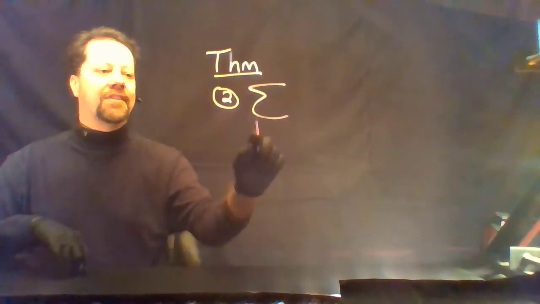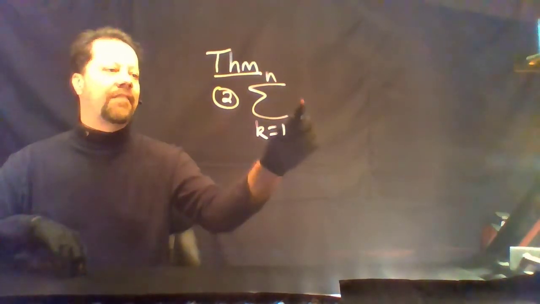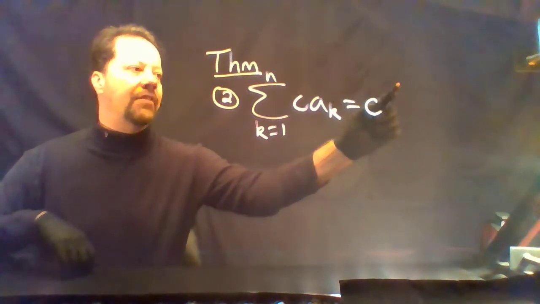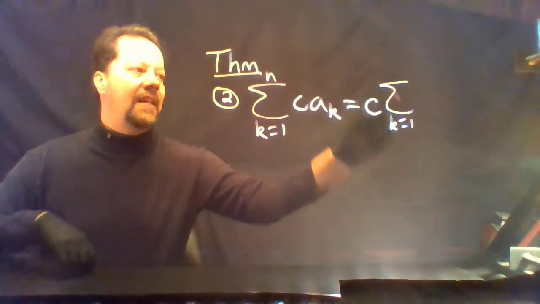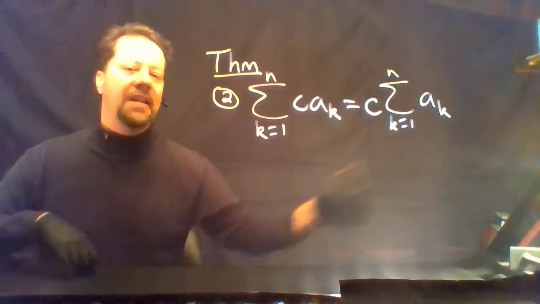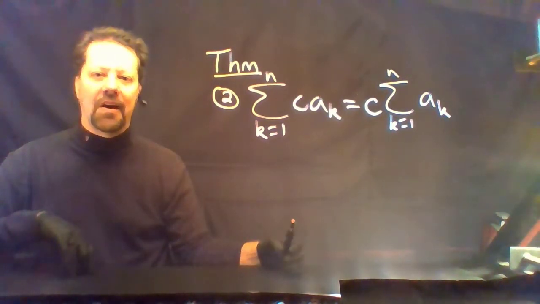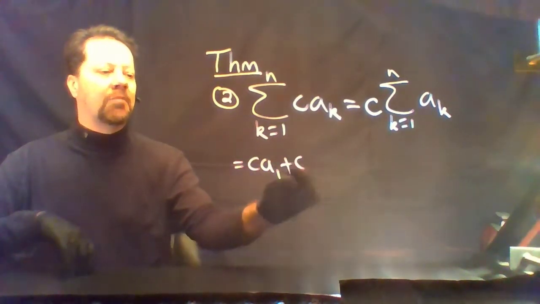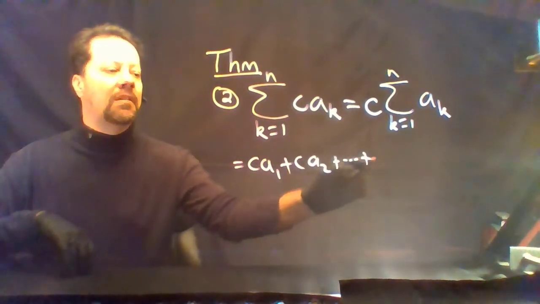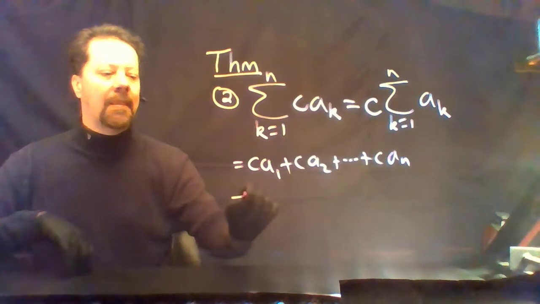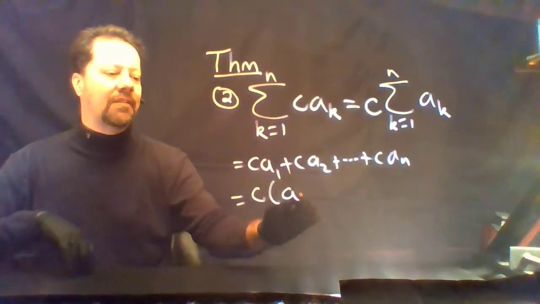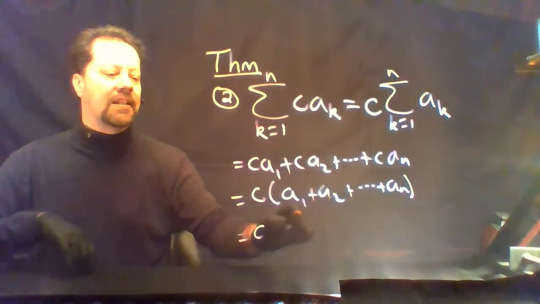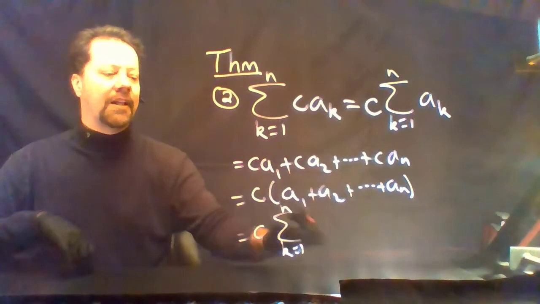Second, if you have the sum, as k goes from 1 to n, of a constant c times a sub k, you'll get the same thing if you take c times the sum, as k goes from 1 to n, of a sub k. This follows from the distributive law. To see this, notice that the left-hand side is c times a1 plus c times a2, all the way down to c times an, and you can factor the constant c out, a1 plus a2 to an, and that is c times the sum, as k goes from 1 to n of a sub k.